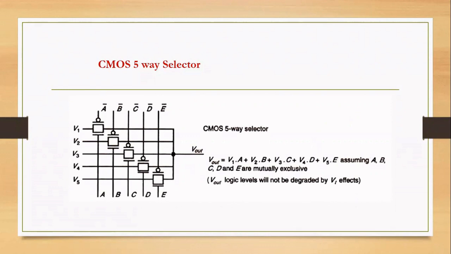So when we take the products, we'll get V1A, V2B, V3C, sorry, V4D, V5E. So that the logic expression will be V1A plus V2B plus V3C plus V4D plus V5E. Since they are connected in parallel, we'll get the sum of the product terms.